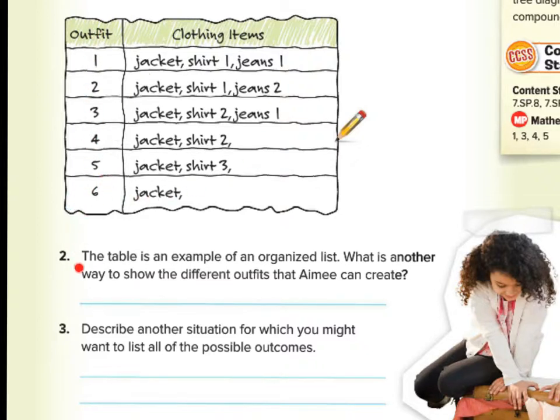So for question 2, we're being asked, the table is an excellent example of an organized list. What is another way to show the different outfits that Amy can create? We have a tree diagram. With a tree diagram, we can show all the different combinations of outfits, and I will show you this more on the next page. Number 3, describe another situation for which you might want to list all the possible outcomes.